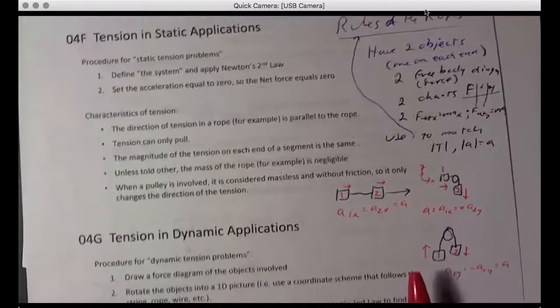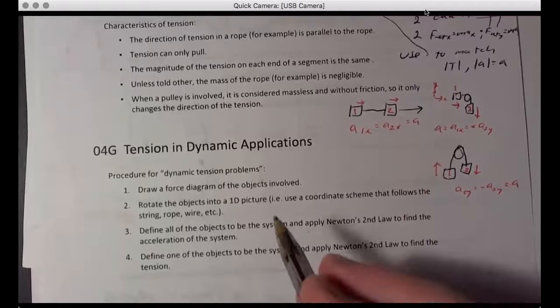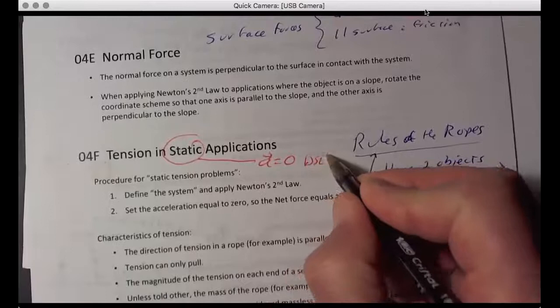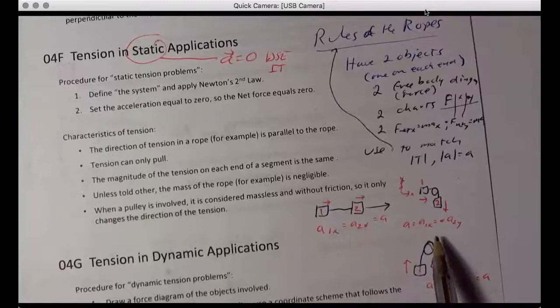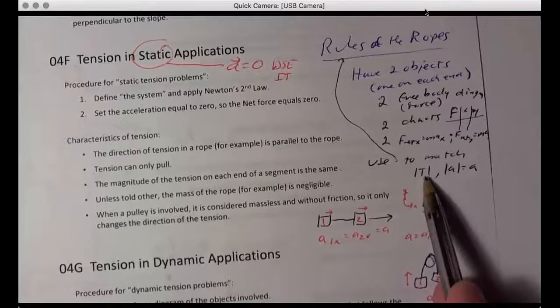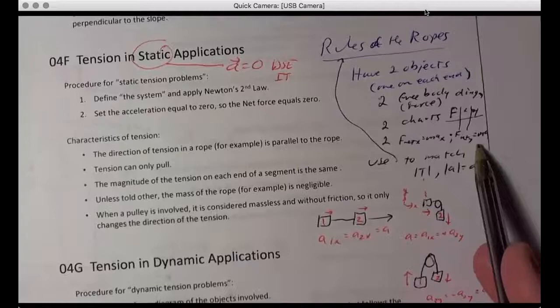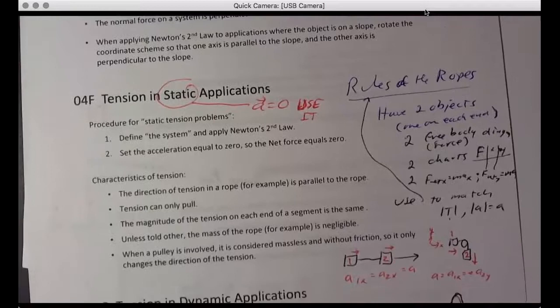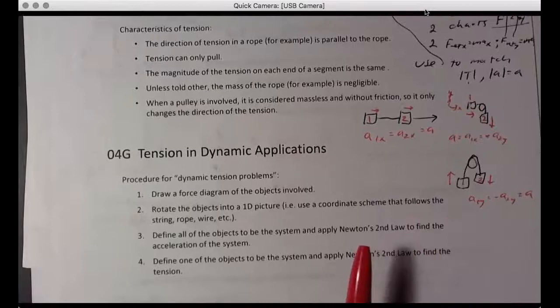So whenever it's static, a equals zero. So use it. Any of these problems become trivial if a is zero, because you get a zero. Tension can be gotten in one equation. You don't have to write a and solve the messy thing. Just put zeros there, and tension falls out very quickly. So if it's static, it makes it easier. How do you know it's static? It's not moving. You can read that out of the problem. In dynamic ones, you're going to have to do more work.